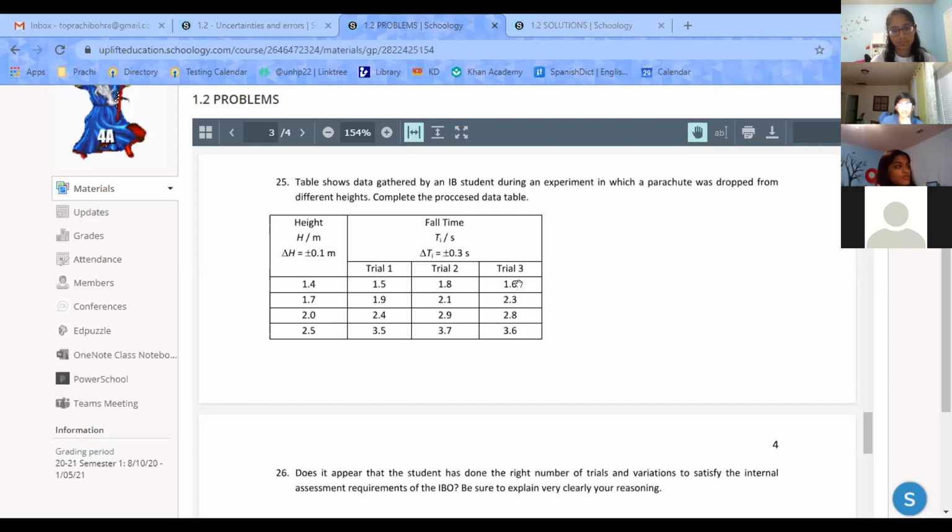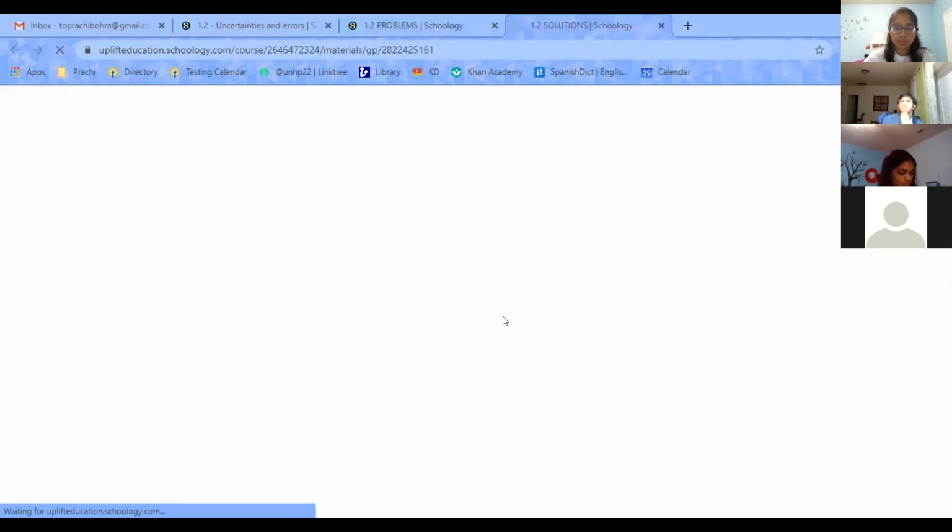Wait, I didn't understand that. Where'd you get the 0.45 from? You would add, so 1.8 minus 1.5 is 0.3, right? Divided by 2, which is 0.15. And then if you add that to the uncertainty it says up here, the 0.3, it would be 0.45. So in the answer, in the solutions, it says that it's 0.2.